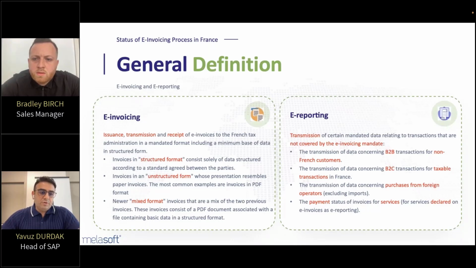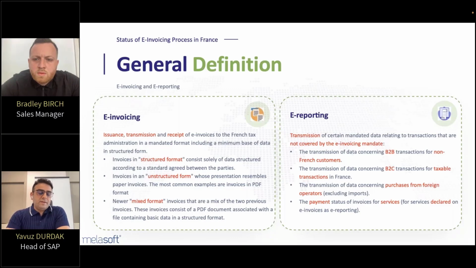E-invoicing corresponds to the issuance, transmission, and receipt of invoices to the French tax administration in a mandated format. This mandated format includes base data in structured format, unstructured format, or mixed format. By structured format, we mean data structured according to the standards that are agreed between the parties. This is usually an XML structure, and this is the structured format that should be used in the e-invoicing process.